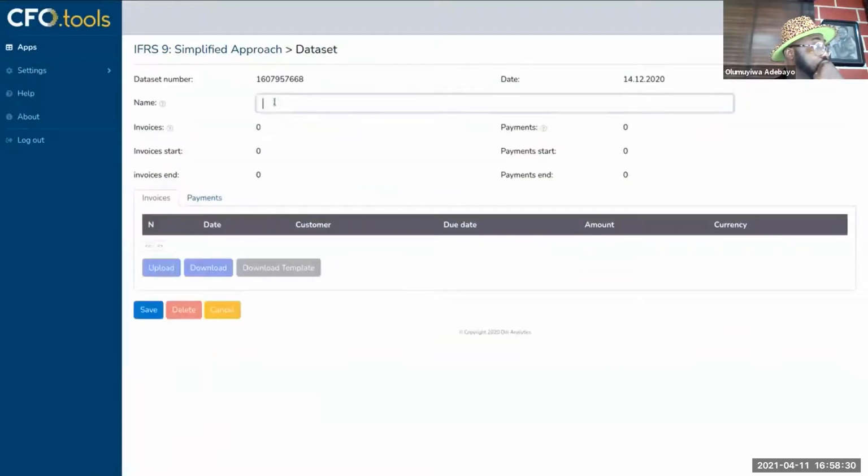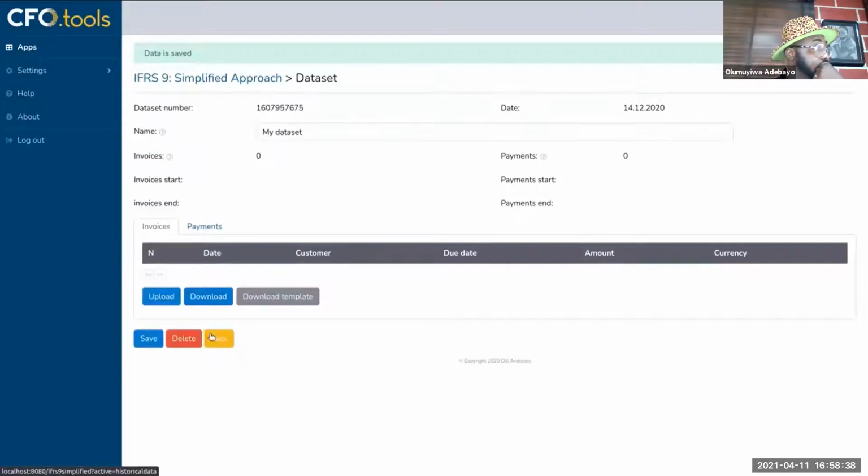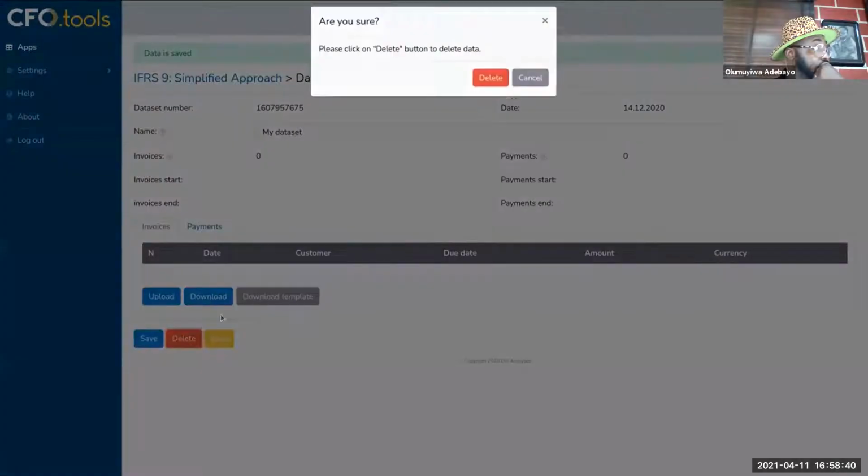I need to name and save the dataset first, and after that I can proceed to upload the corresponding files containing the data. A dataset can be deleted through the Delete button at the bottom of the page.